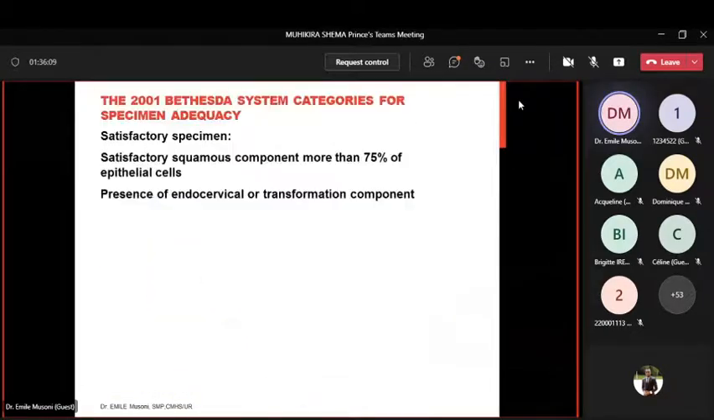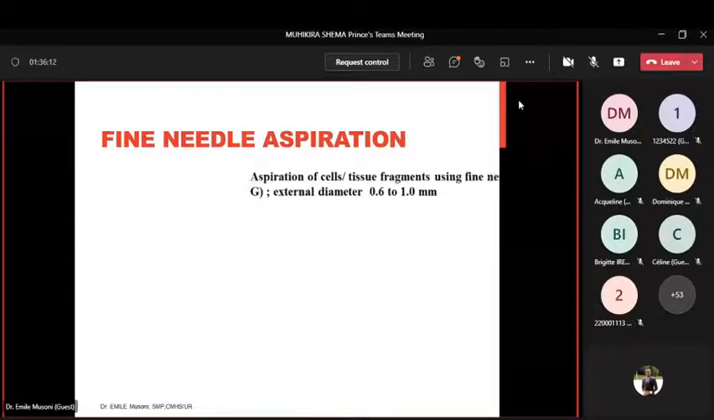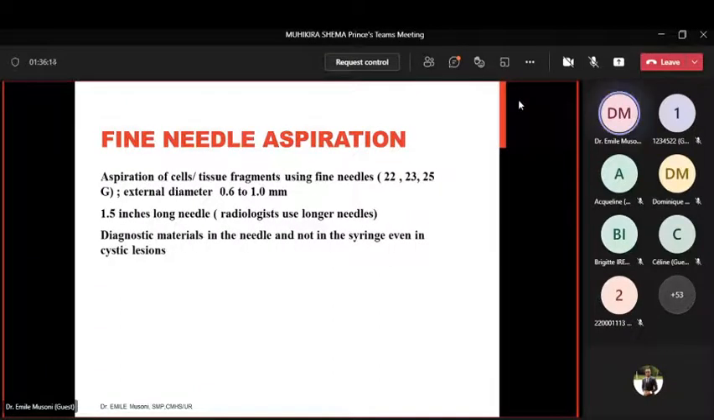Any question about the screening of cervical cancer? Any question? Any question? Question. Yes.